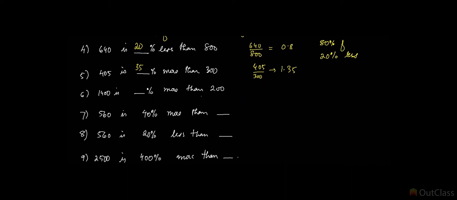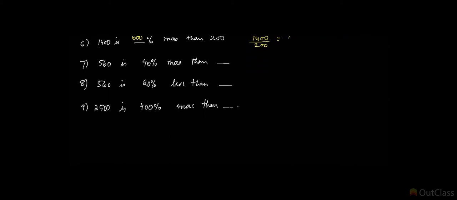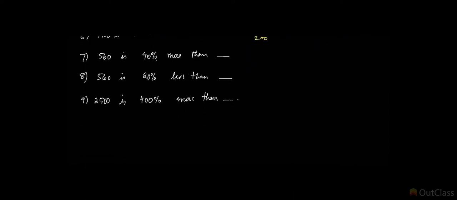1400 is what percentage more than 200? 1400 by 200 will give you 7. 7 means 700%, or 600% more. Next three. 560 is 40% more than what number? 560 is 1.4 times what number? The answer is 560 divided by 1.4, which is 400.